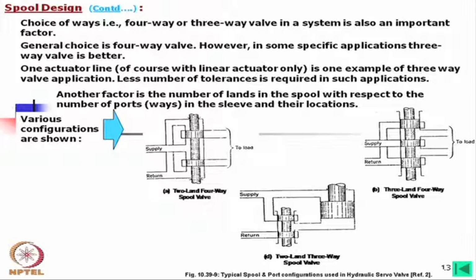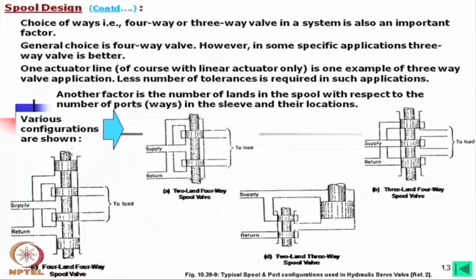However, there is another valve, the 2-land 3-way valve, that is with the actuator, but before that we will also see another valve. This is again 4-way, but we have 4 lands. You can see, apart from these 2 lands, there are another 2 lands through which the oil is going back. Okay. So, starting from this one, this is the 2 land, this is 3 land, this is 4 land, but all are 4-way. So, which one should we choose, and why? If we can do the same job with this valve, why should we go for 4 land or 3 land?